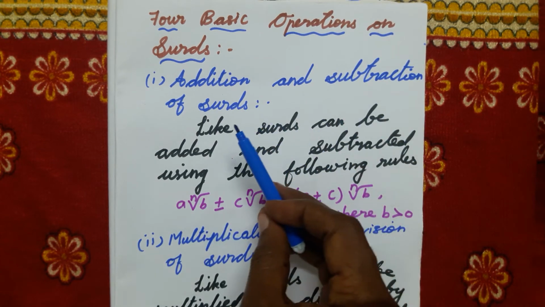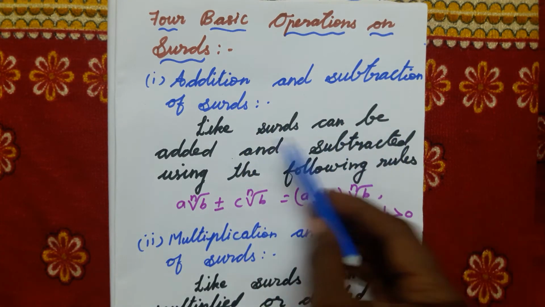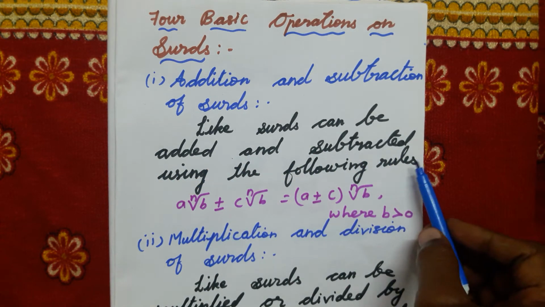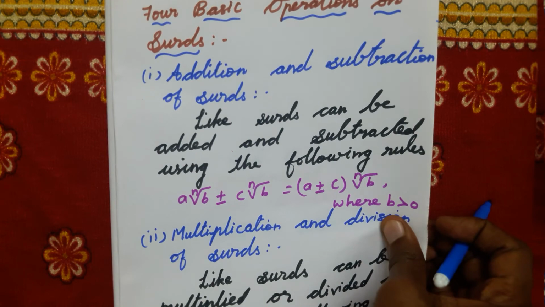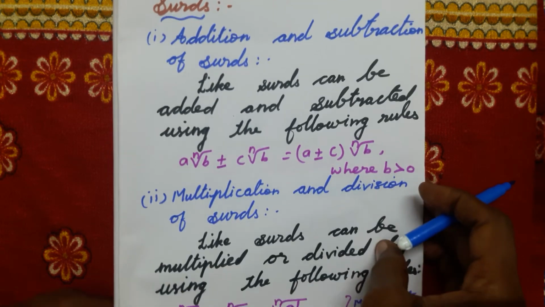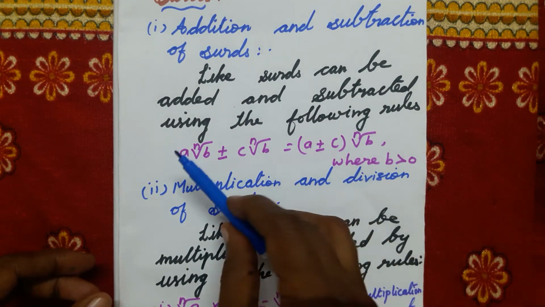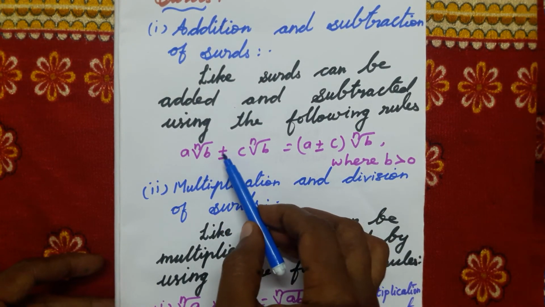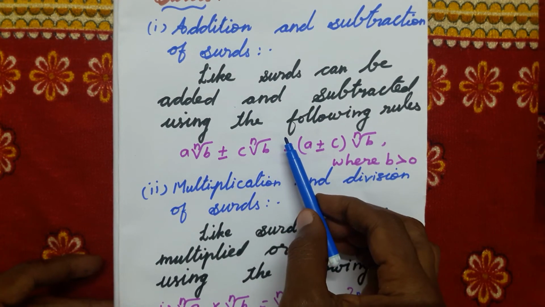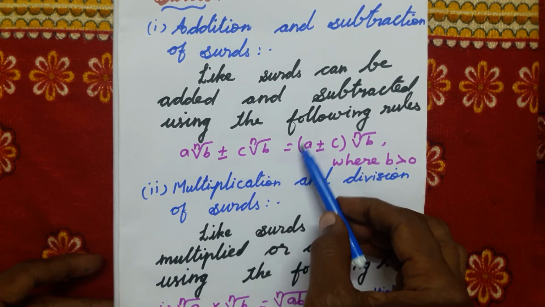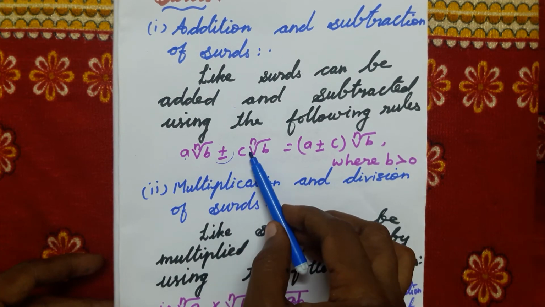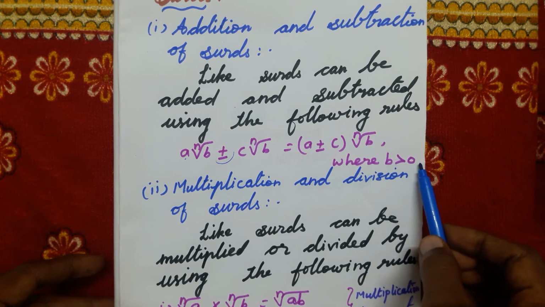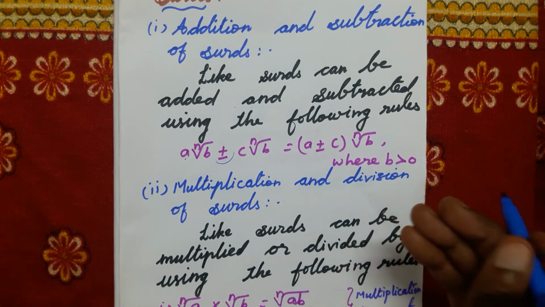Addition and subtraction of surds. Like surds can be added and subtracted using the following rules. Only like surds we can add or subtract. a nth root of b plus or minus c nth root of b is equal to (a plus or minus c) nth root of b, where b is greater than 0.